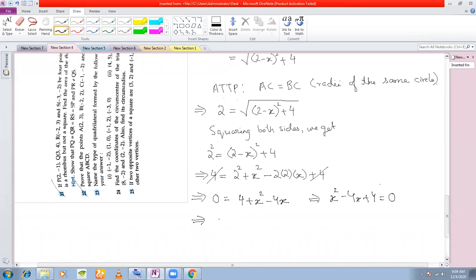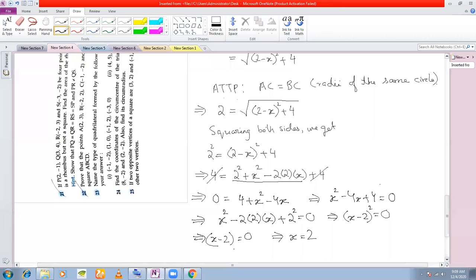Now this is again a perfect square. x square minus 4x, just as I have expanded here, you can again write it as a perfect square. You can write this as a square minus 2 into a into b plus b square is equal to 0. Means x minus 2 whole square equal to 0. That means x minus 2 is equal to 0. That means x must be equal to 2. So that is the value of x.